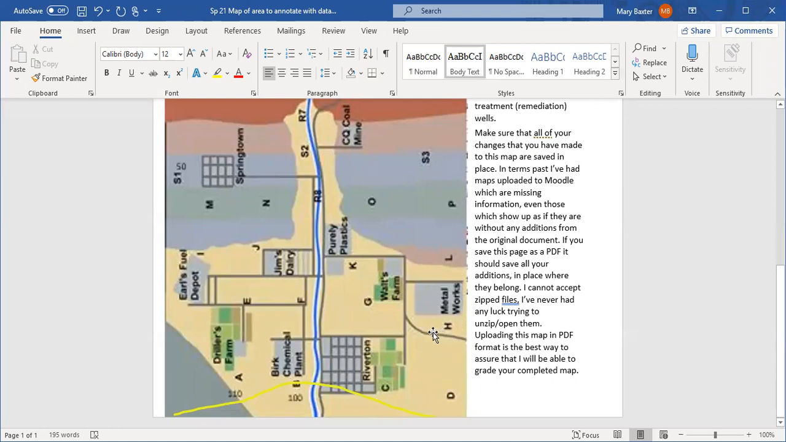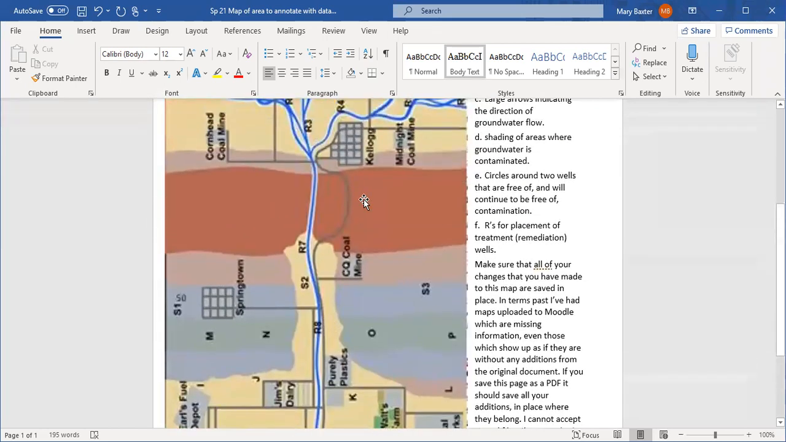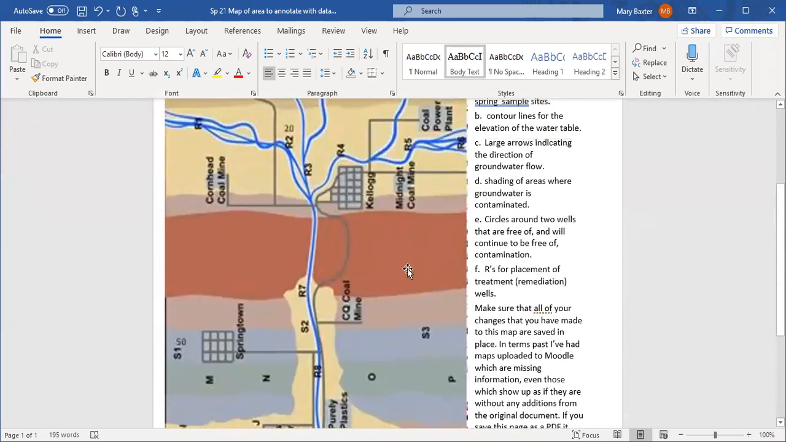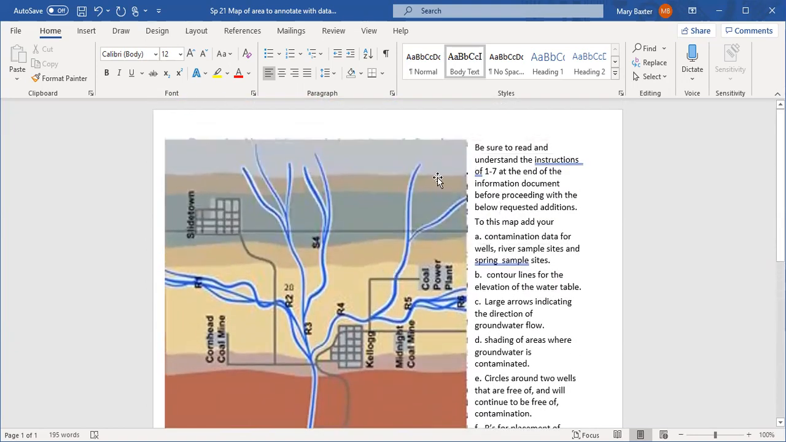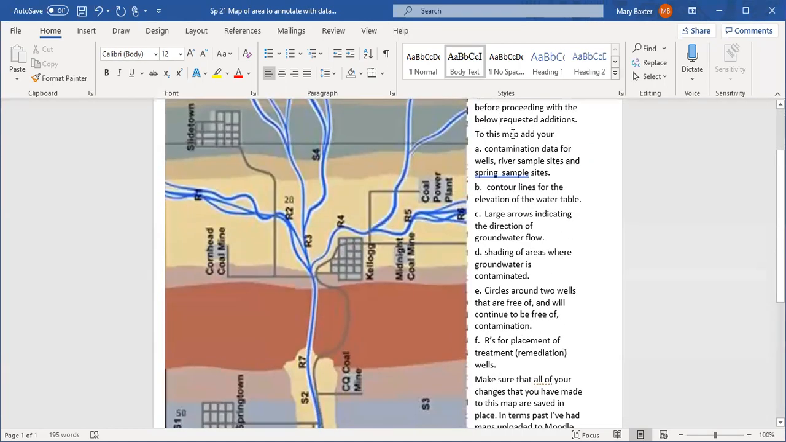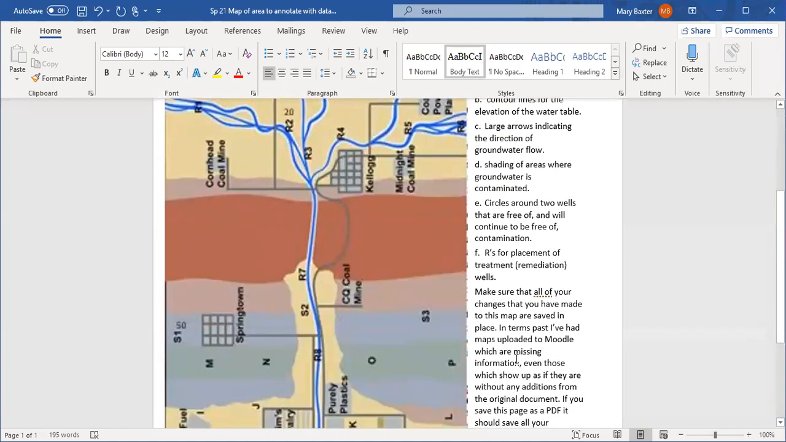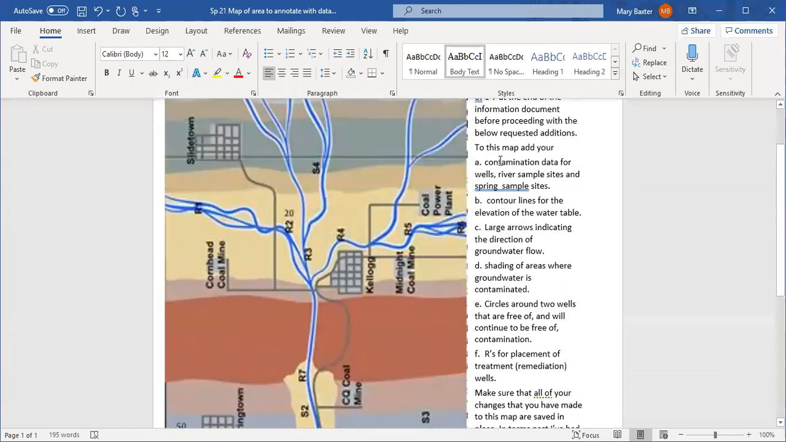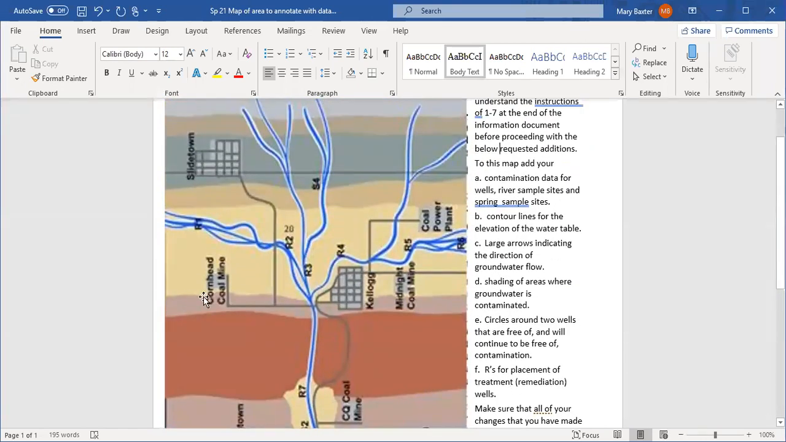So all of these different places, unless this document tells you differently, should be considered possibilities to be the source of contamination. Okay, and be sure to read and understand the instructions 1 through 7 at the end of the information document, which is that longer one I showed you that has the data table and so on. But I pretty much just asked you here, make sure that you have these things, A through F, on this map.